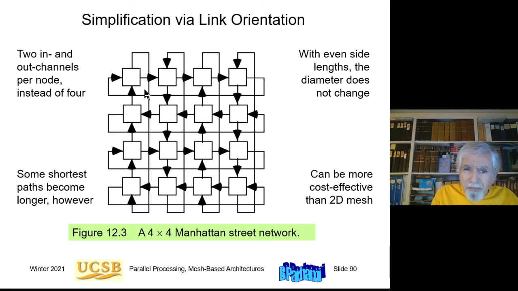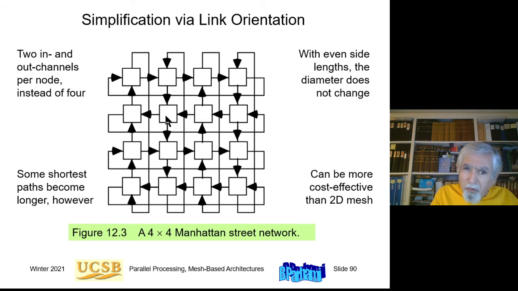This is called Manhattan Street Network because these unidirectional communication in rows going in this direction, left to right in one row and right to left in the next row, resemble the streets of Manhattan, where every other street is one way in a different direction. So, for example, if this were a bidirectional mesh, I could go from this node to this node in one step. But because I've made these links directed, I can't go directly from this node to that node, but I can go in 3 steps.